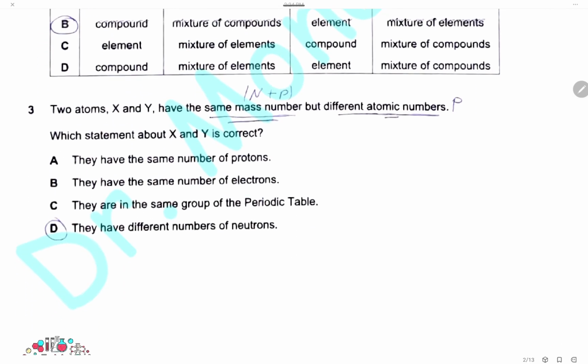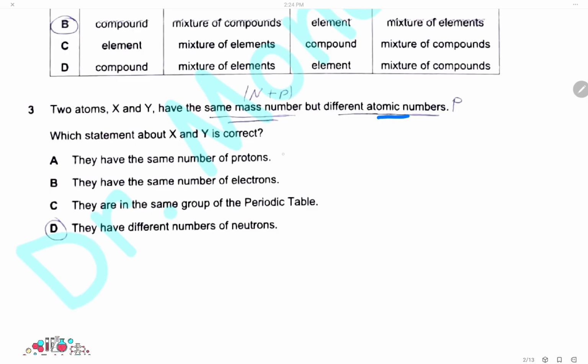Question 3. 2 atoms X and Y have the same mass number. The mass number is the sum of the neutrons and protons in the nucleus of an atom. So they have the same mass number but different atomic number. Atomic number means the number of protons. Which statement about X and Y is correct?